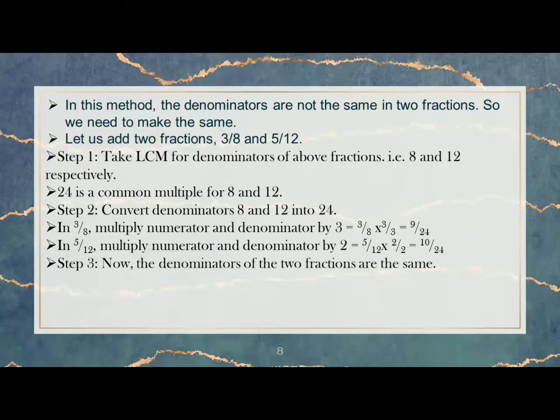So our third step is, now that denominators of the two fractions are the same, subtract them both. As we did before, we are just going to subtract the numerators. Then give the final answer with the denominator. So our answer of this problem would be 1 by 24.